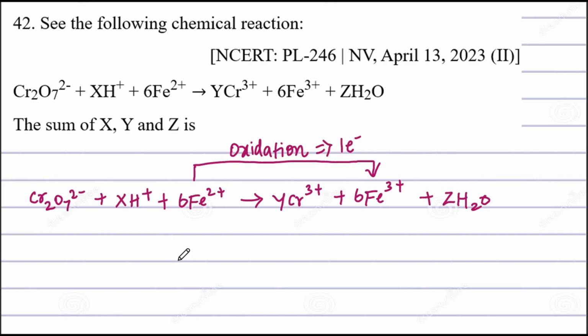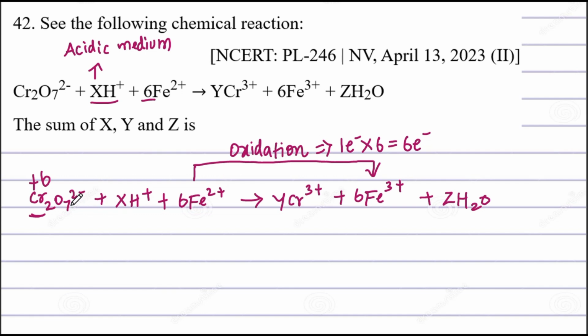So the difference is 1 electron. So 1 electron is lost. But how many iron atoms are mentioned? 6 iron atoms are mentioned. So 1 electron into 6 equal to 6 electrons. Now if you see the oxidation state of chromium in Cr2O7 2 minus, it is plus 6 and H plus is mentioned. So what does this H plus refer to? It refers to acidic medium.